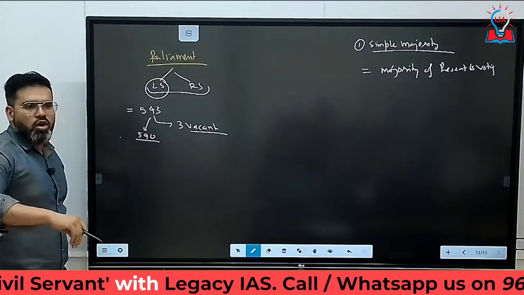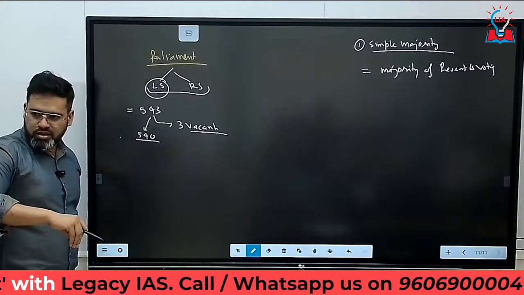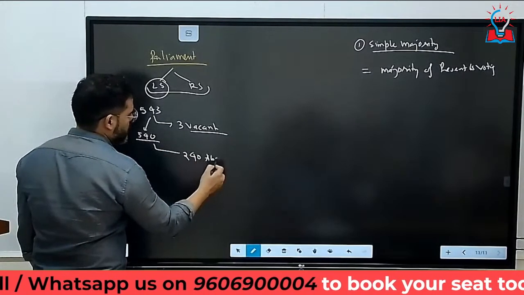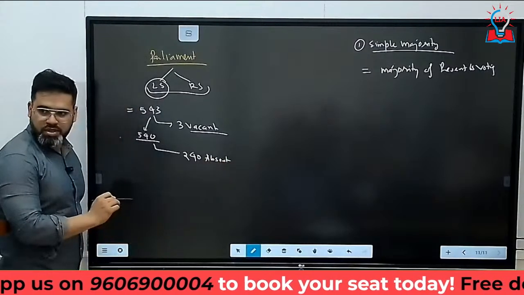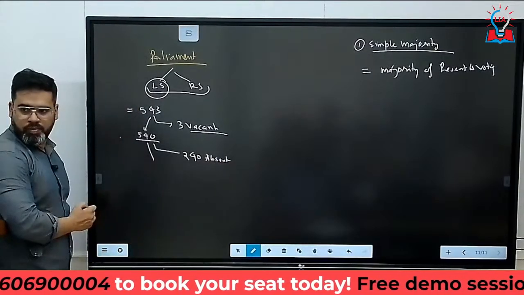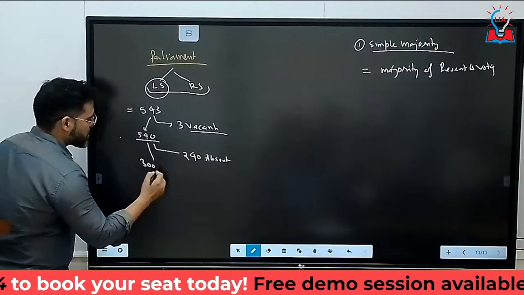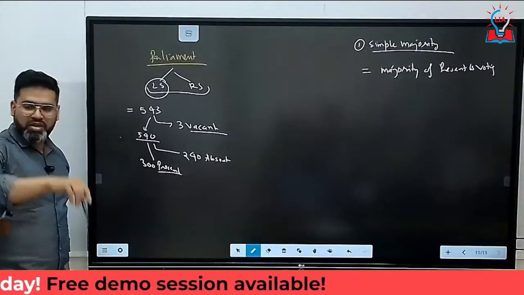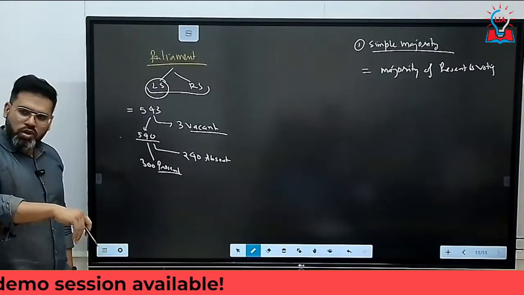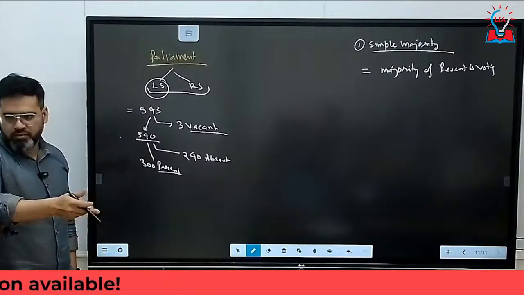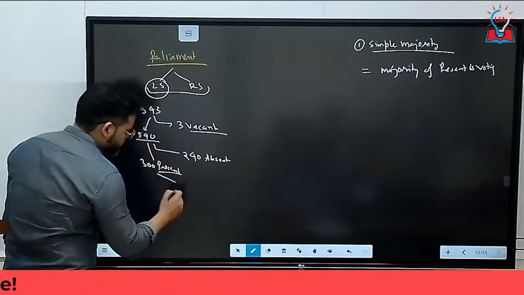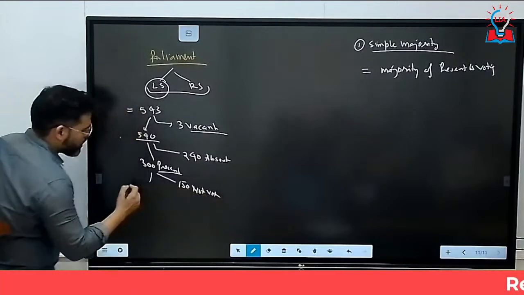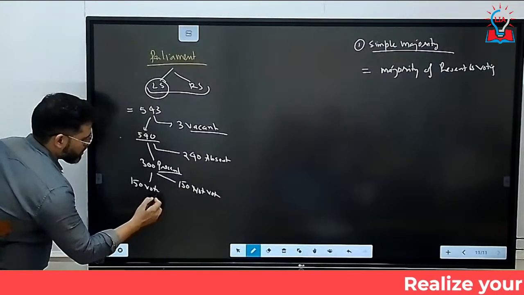Now it is not necessary that all 540 will visit the parliament. It may be possible, for example, that 240 are absent. So how many are present right now? 300 are present. Now, of those who are present in the parliament, it is not necessary that all are going to vote. Some will not vote. For example, 150 are not voting. Only 150 are voting.